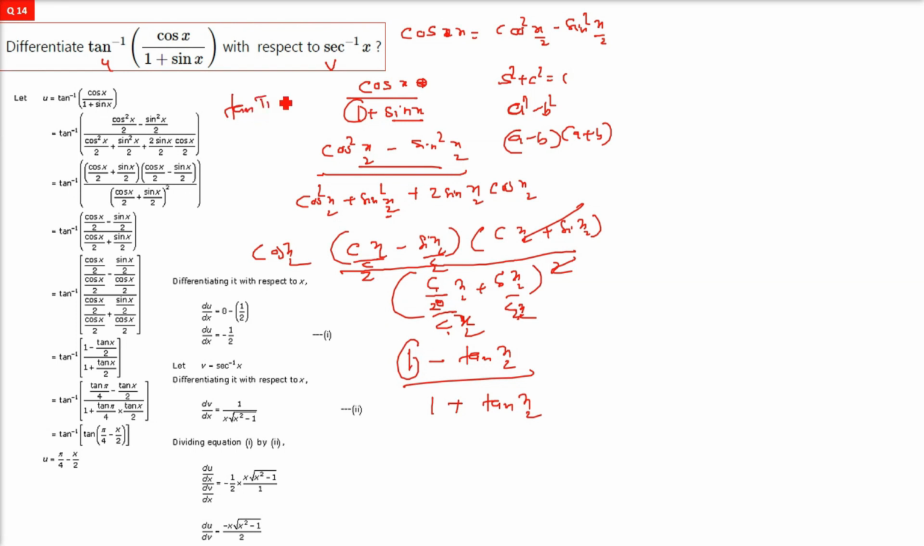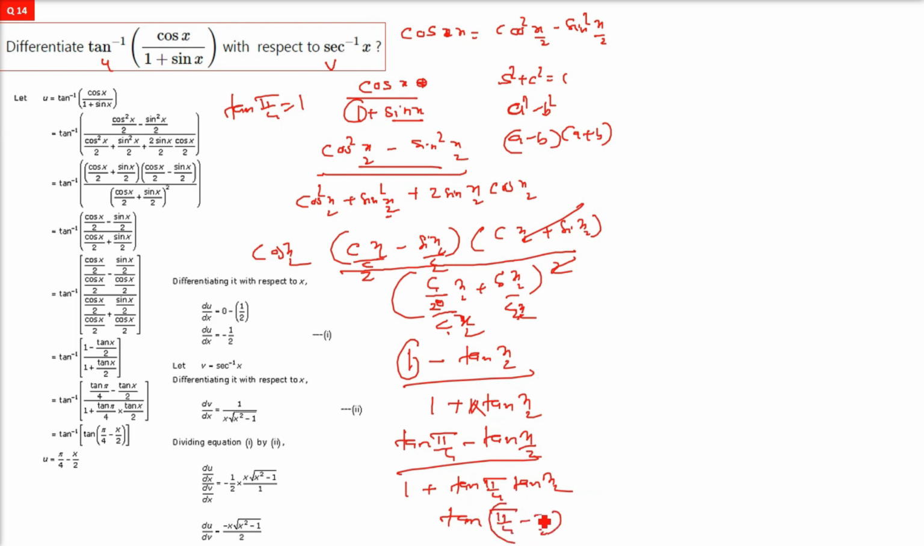So in place of 1, we can write it as tan pi by 4, because we know 1 is tan pi by 4. It is tan 45 degree. So tan pi by 4 minus tan x by 2, divided by 1 plus 1 into tan x by 2. So it can be written as tan pi by 4 into tan x by 2. Now tan a minus tan b by 1 plus tan a tan b is tan a minus b, tan of pi by 4 minus x by 2.